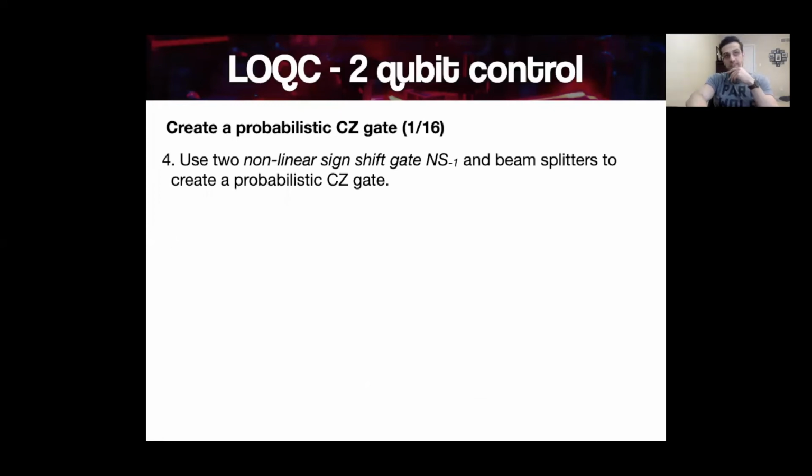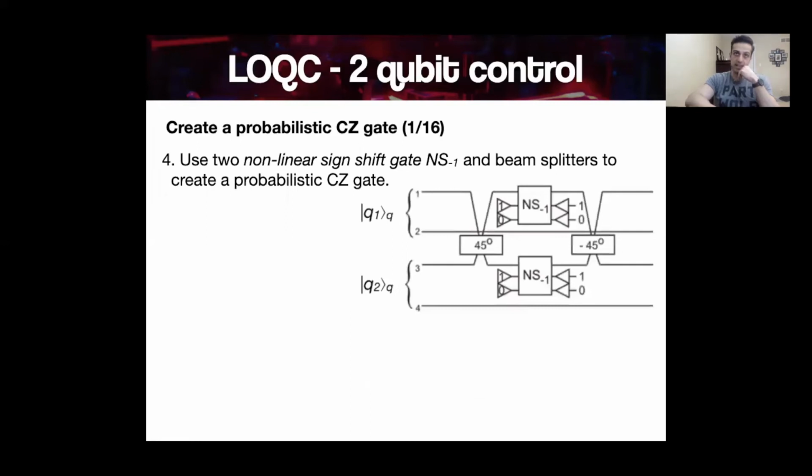So what do we do with that? Well, we can take 2 of these nonlinear sign shift gates and a beam splitter to create a probabilistic controlled Z gate. So now we're using the dual rail encoding. These 2 rails correspond to 1 qubit. These 2 rails correspond to another qubit. The second rail on each of these qubits just minds its own business. The first rails of each of them are going to interact. So they're going to come together through this beam splitter. And then next, we're going to use a nonlinear sign shift gate on each of them, and then another beam splitter.